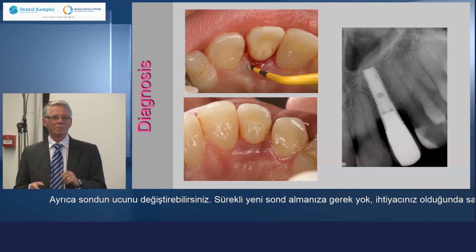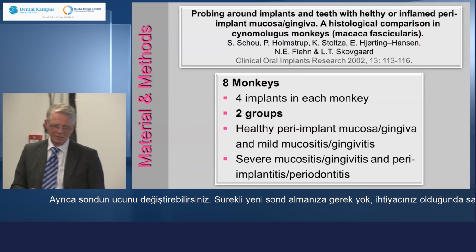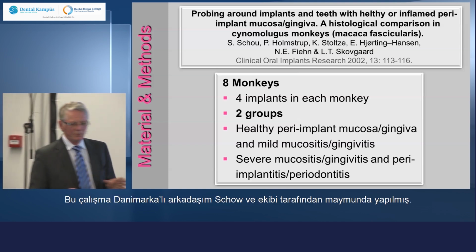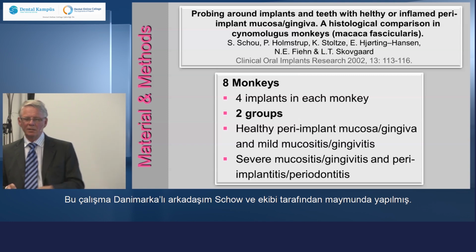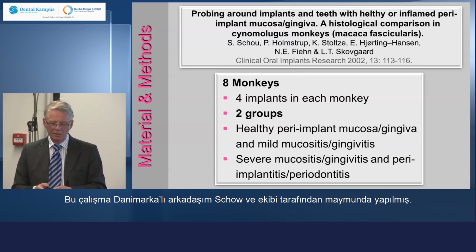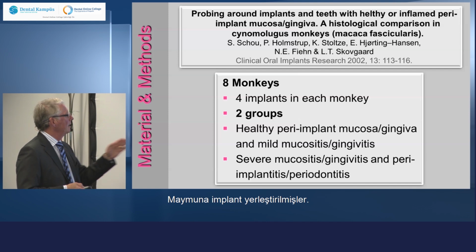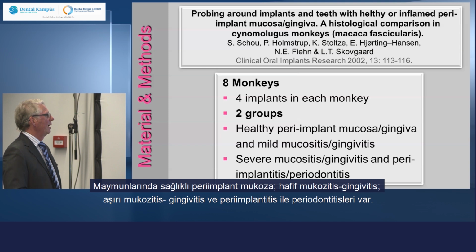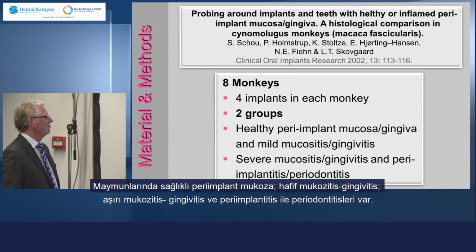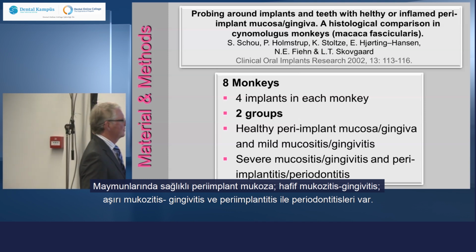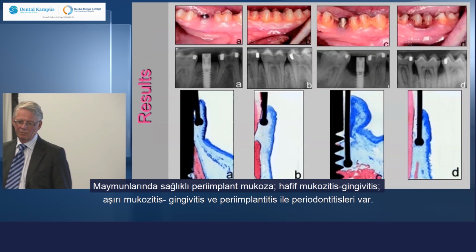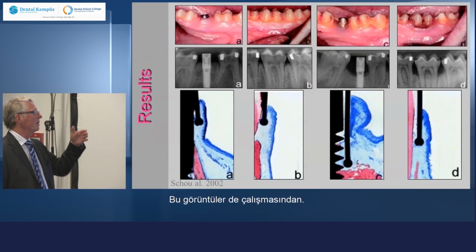You can just change the tip when you feel that it's necessary to do so. So what happens if we probe? This is a study by a good friend of mine in Denmark, Søren Skov, on monkeys, where he had implants in the monkeys, and he had healthy peri-implant mucosa, mild mucositis, gingivitis. He had severe mucositis, gingivitis, and periimplantitis, periodontitis. And these are from his study.